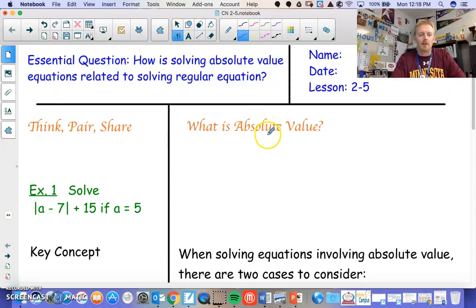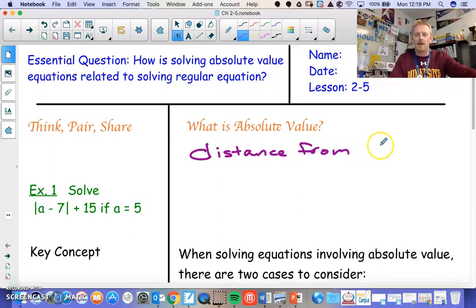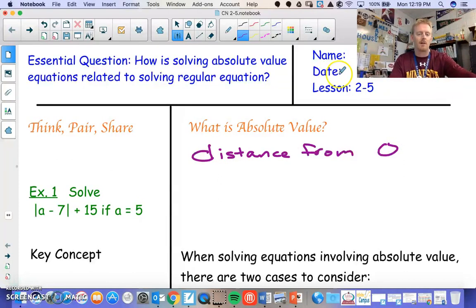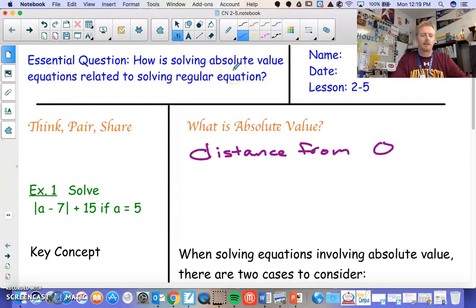So what is absolute value? Well, if you remember from last year, absolute value is the distance from zero. So I'm going to write distance from zero. And remember that distances can only be positive numbers. So absolute value bars kind of look like this. So if I had the absolute value of -1, well, -1 is only one spot away from 0 on a number line.